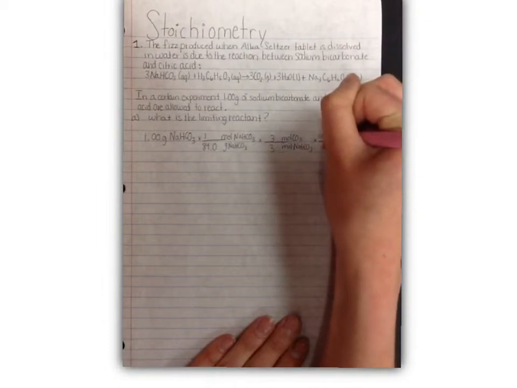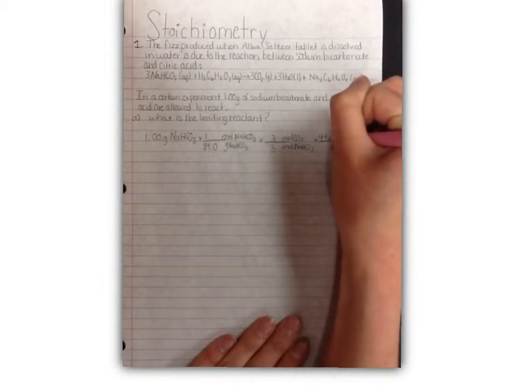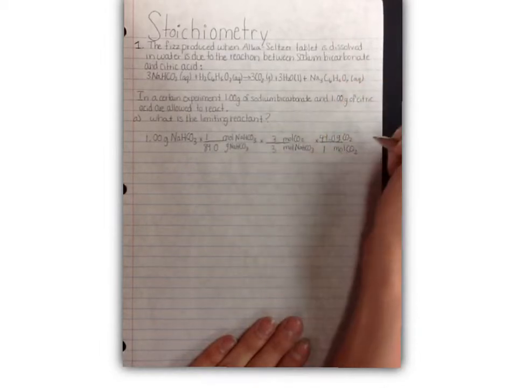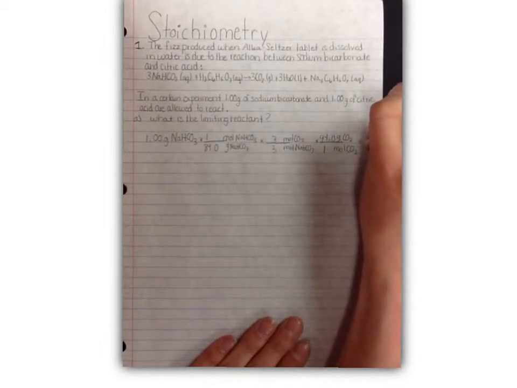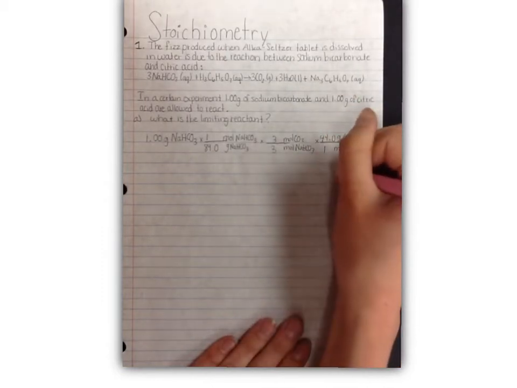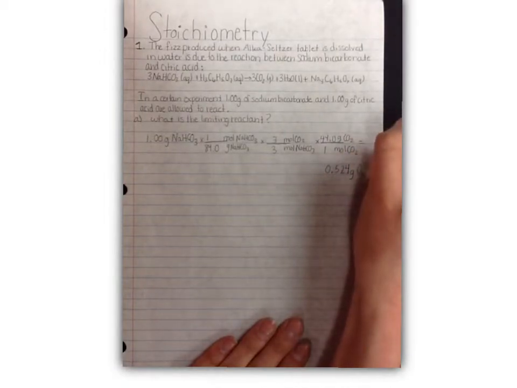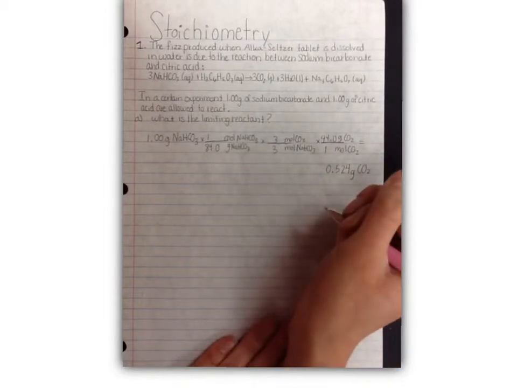And then you do the conversion from moles of CO2 to grams of CO2. So you do the same thing where you look at the periodic table and add up the masses of the elements in the compound. And then you will get an answer of 0.524 grams of CO2.